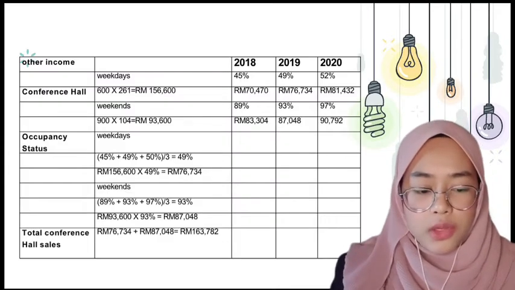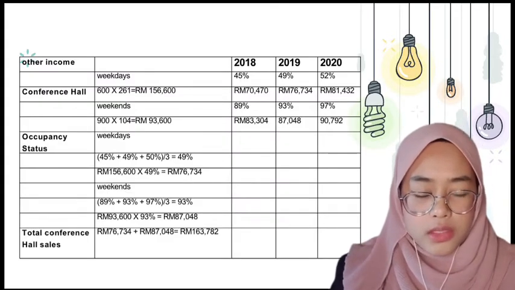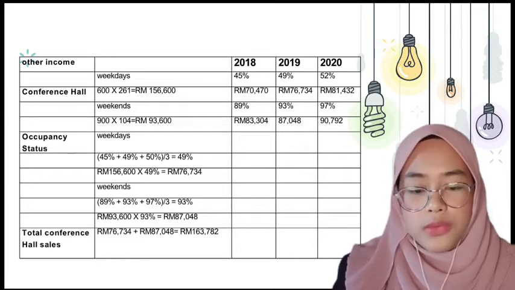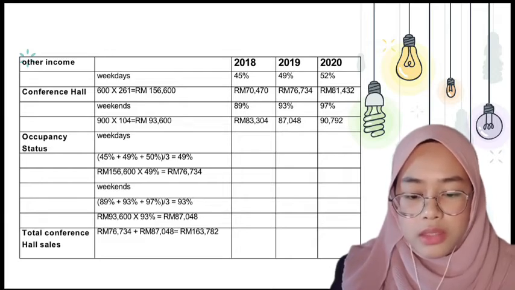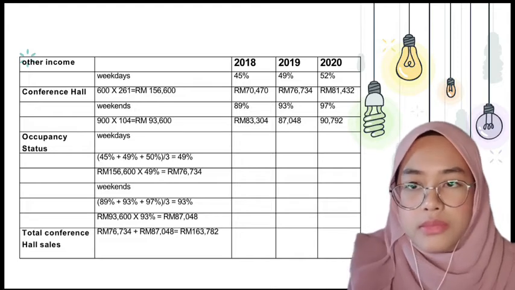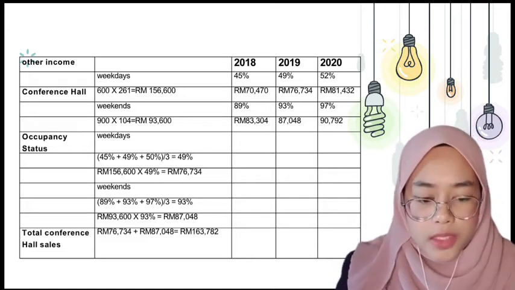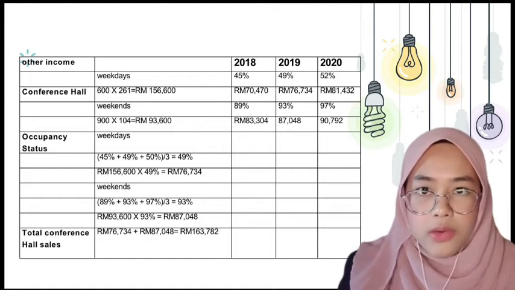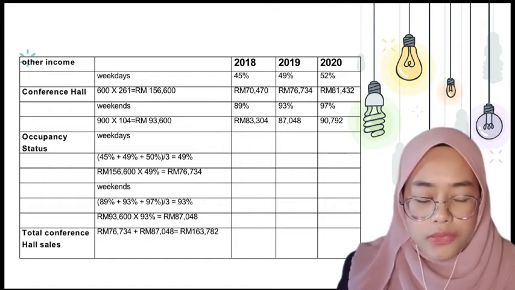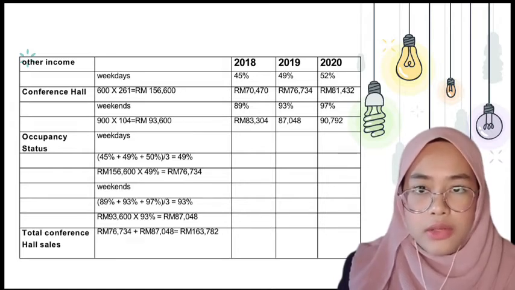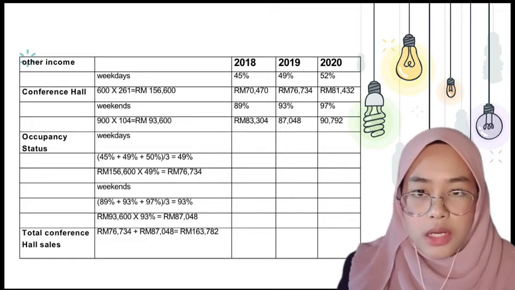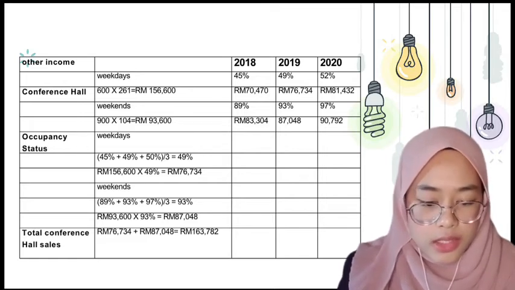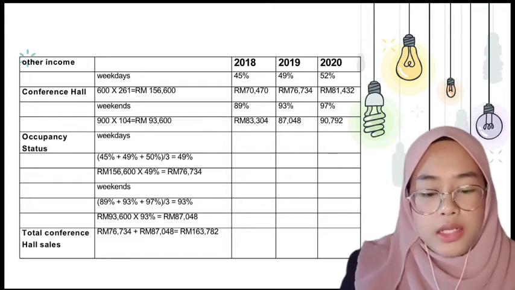So for other income, we have the conference hall and occupancy status, which is the total for weekdays and weekends multiplied by the occupancy status for each of the 3 years, which are 2018, 19, and 20. And for occupancy status, we need to total up the occupancy status for each year, especially for the weekdays and for weekends. After totalling up each occupancy status, we get the total conference hall sales of RM163,782.